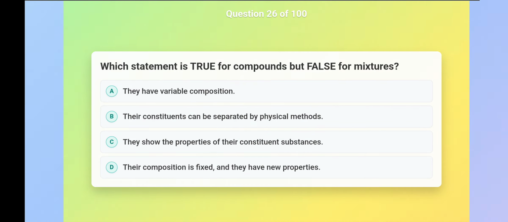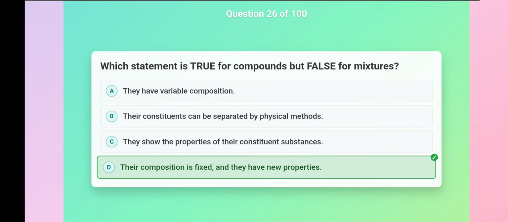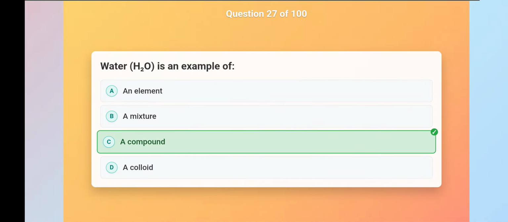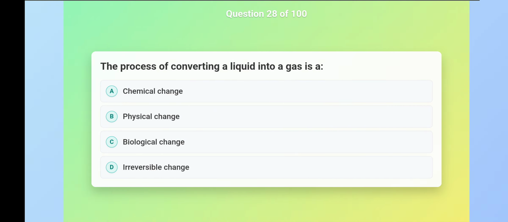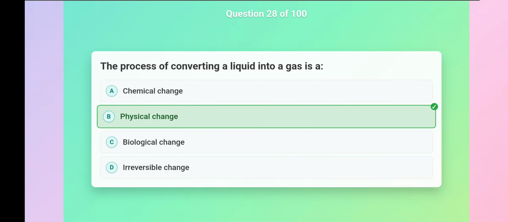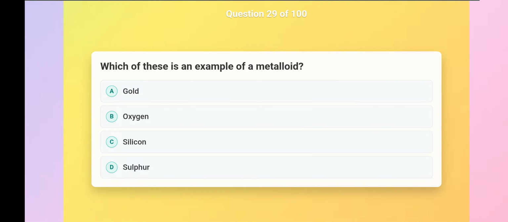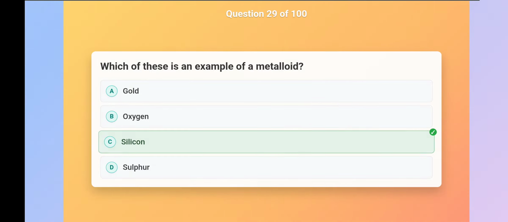Which statement is true for compounds but false for mixtures? Their composition is fixed, and they have new properties. Water, H2O, is an example of a compound. The process of converting a liquid into a gas is a physical change. Which of these is an example of a metalloid? Silicon.